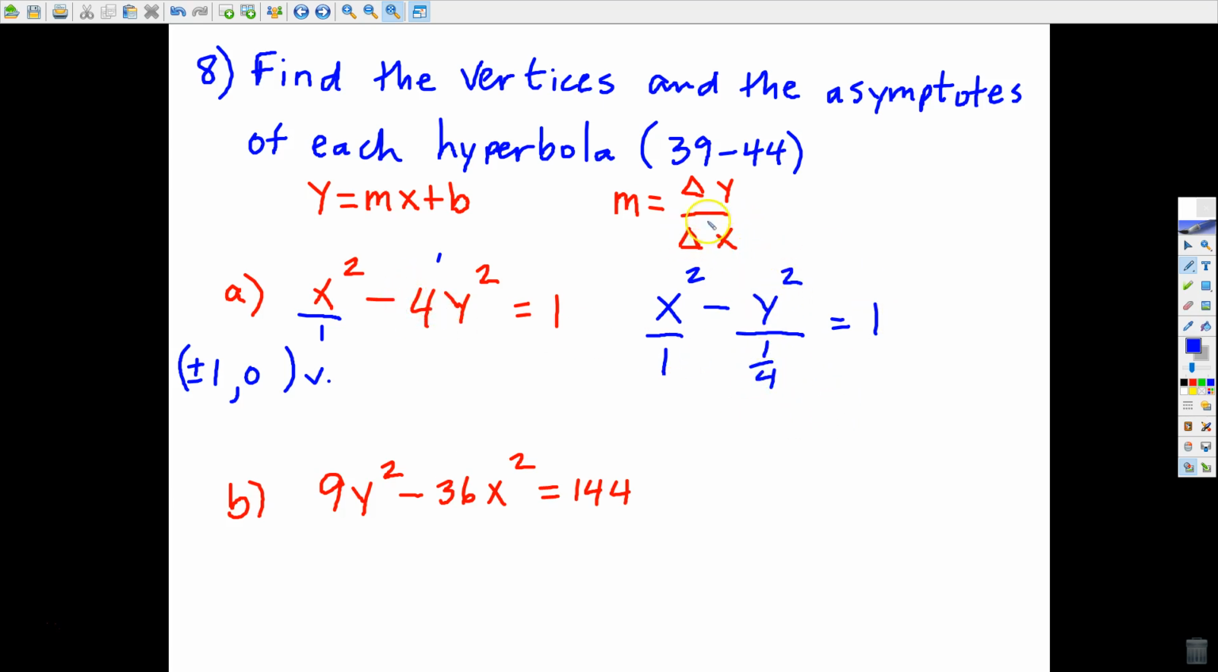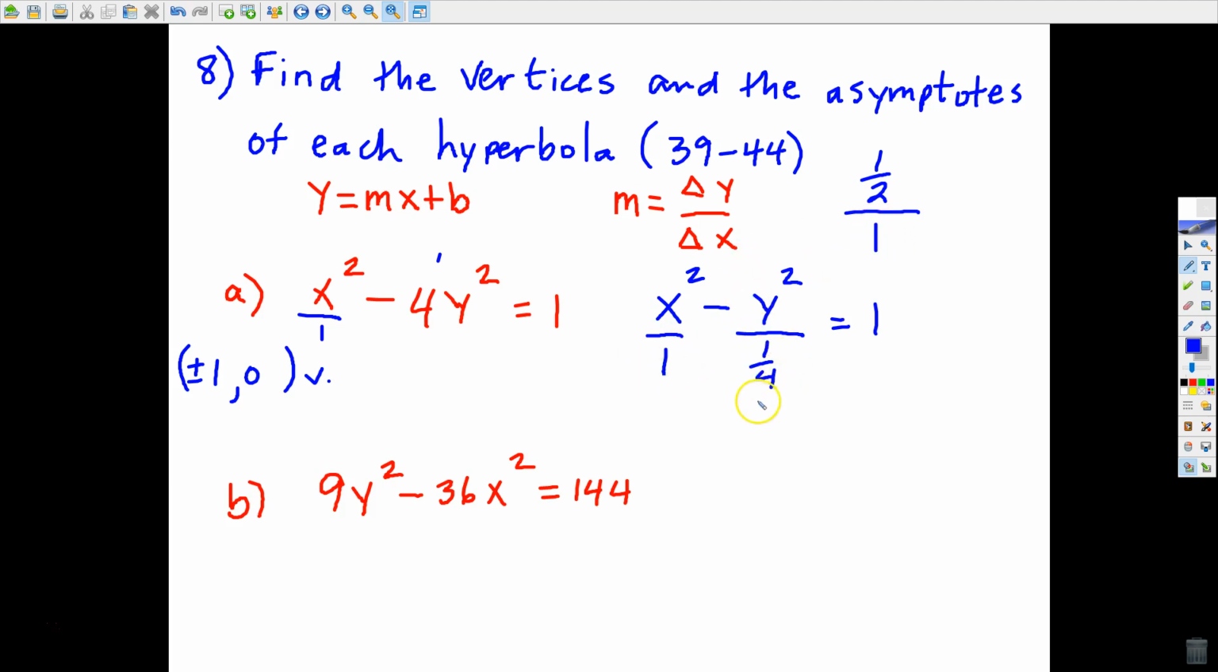Okay, so just keep this in mind when you're trying to come up with the slopes for these asymptote lines. Think y over x, and just take the b, or the number that's underneath y squared, in this case b squared. Find out what b is. The square root of 1/4 is 1/2. And then a, the square root of a squared, which is a, is going to go underneath.